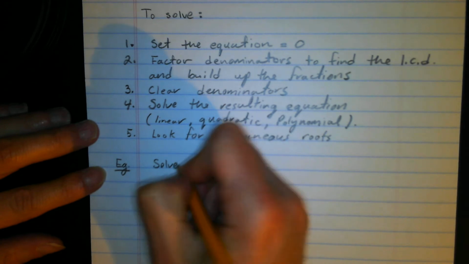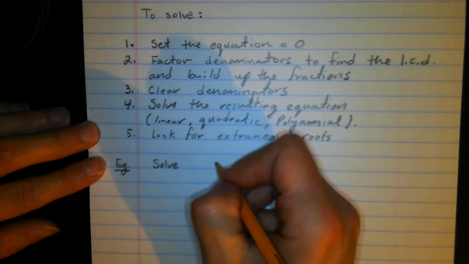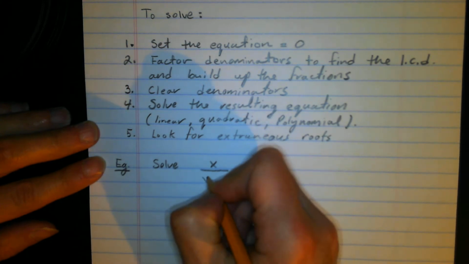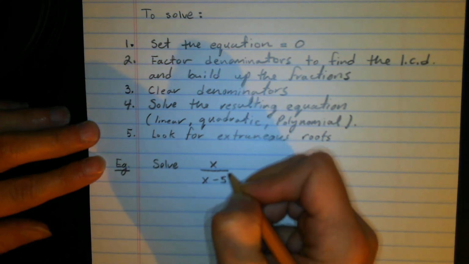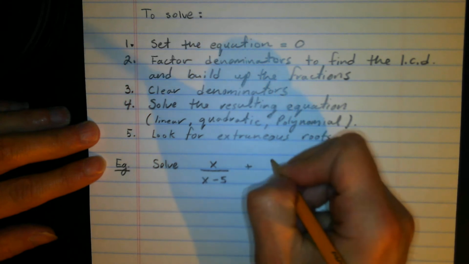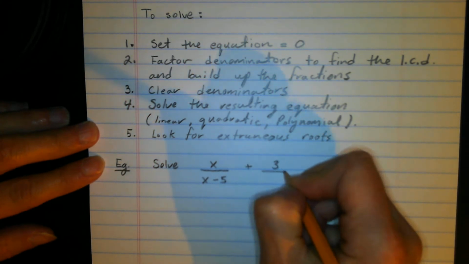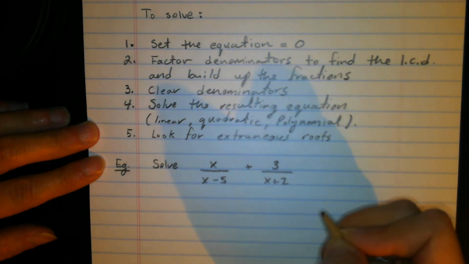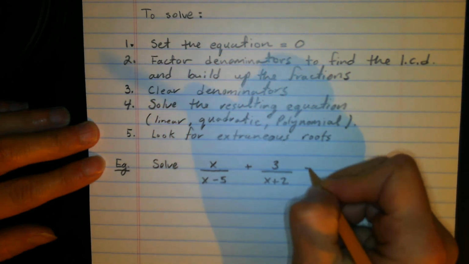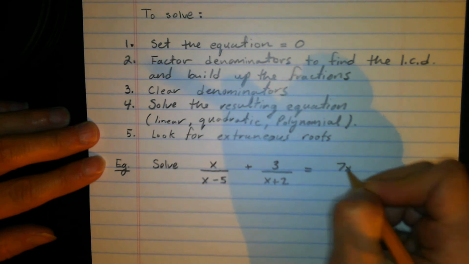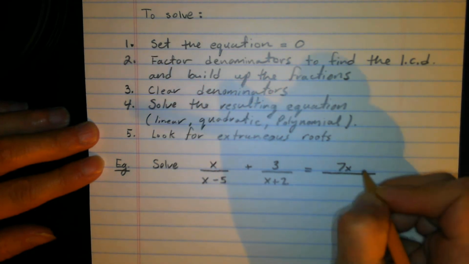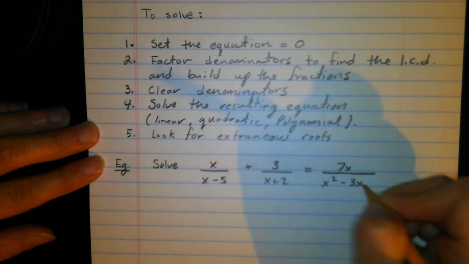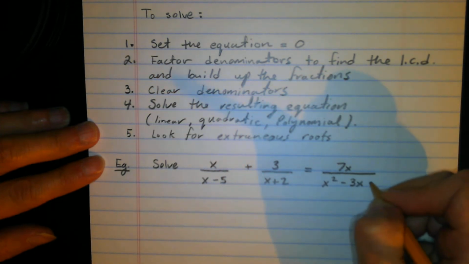Let's solve x over x minus 5 plus 3 over x plus 2 equals 7x over x squared minus 3x minus 10.